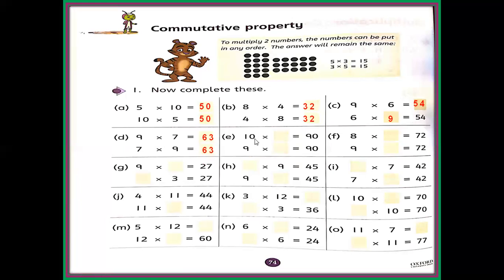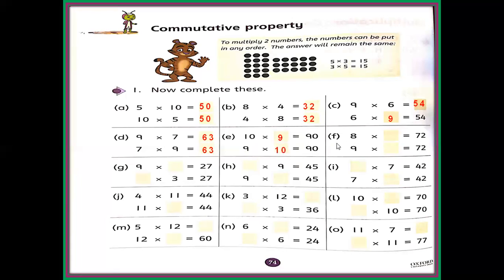Now read the table of 10. 10 ones are 10, 10 twos are 20, 10 threes are 30, 10 fours are 40, 10 fives are 50, 10 sixes are 60, 10 sevens are 70, 10 eights are 80, 10 nines are 90. So here 9 is given, it means you write 10 here.